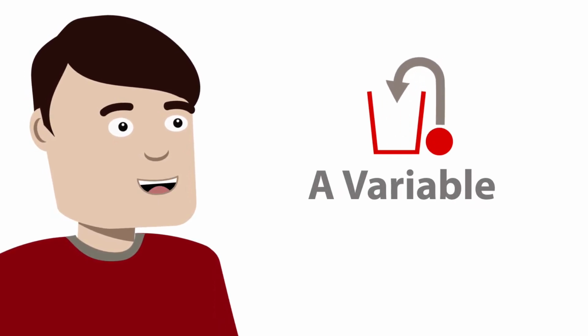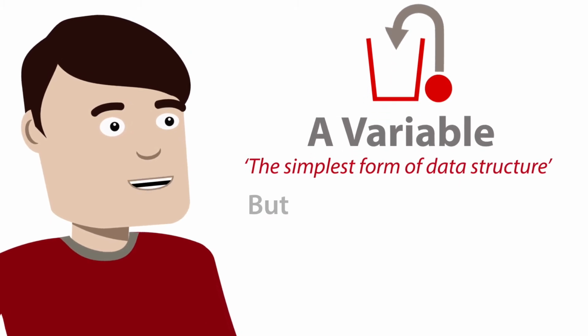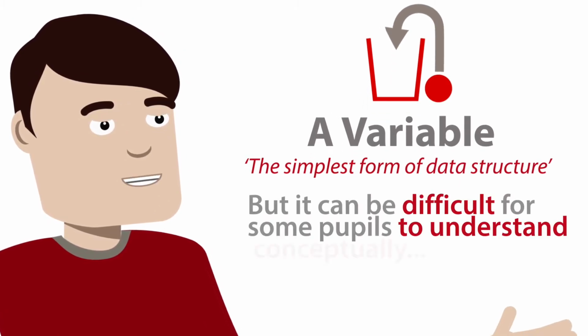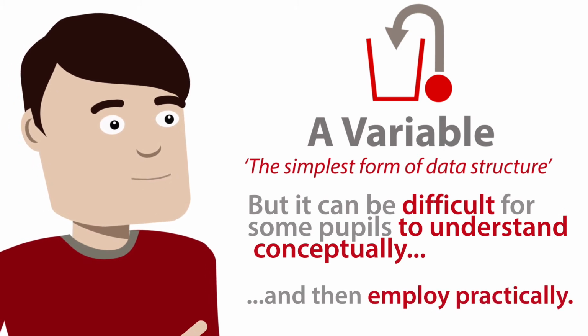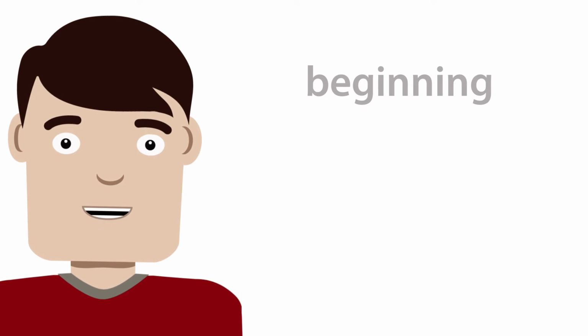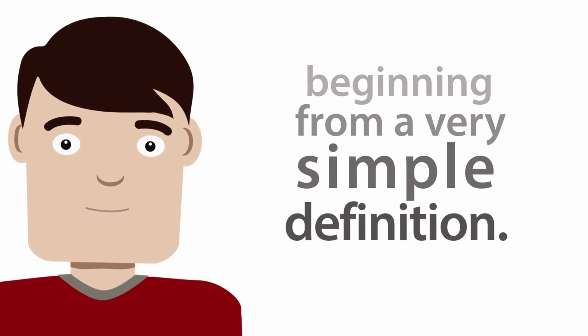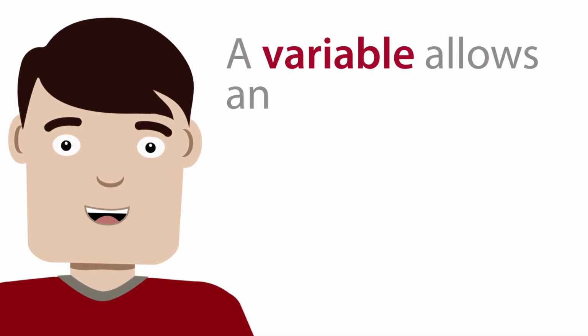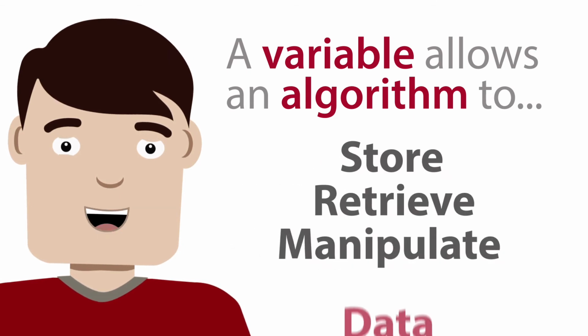A variable may commonly be viewed as the simplest form of data structure, but in truth it can be difficult for some pupils to understand conceptually and then employ practically. So to help us do this in the classroom, the session teaches it beginning from a very simple definition. That a variable allows an algorithm to store, retrieve and manipulate data.